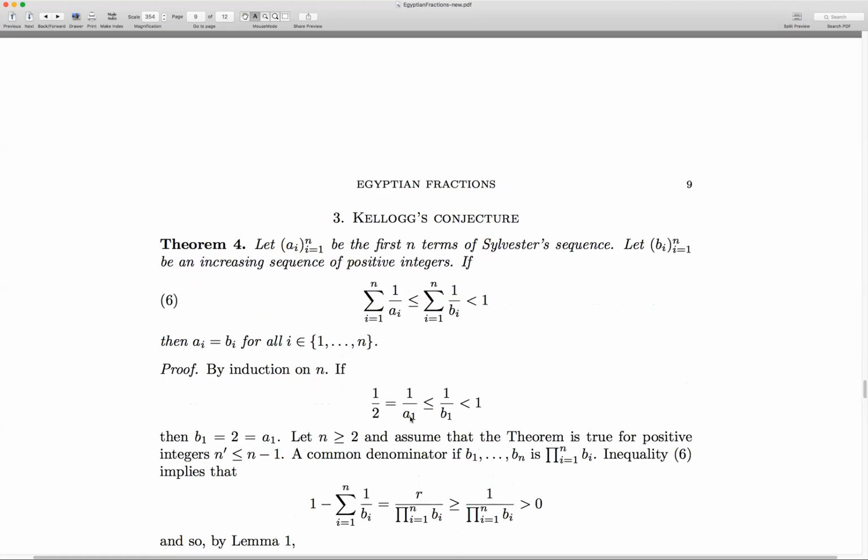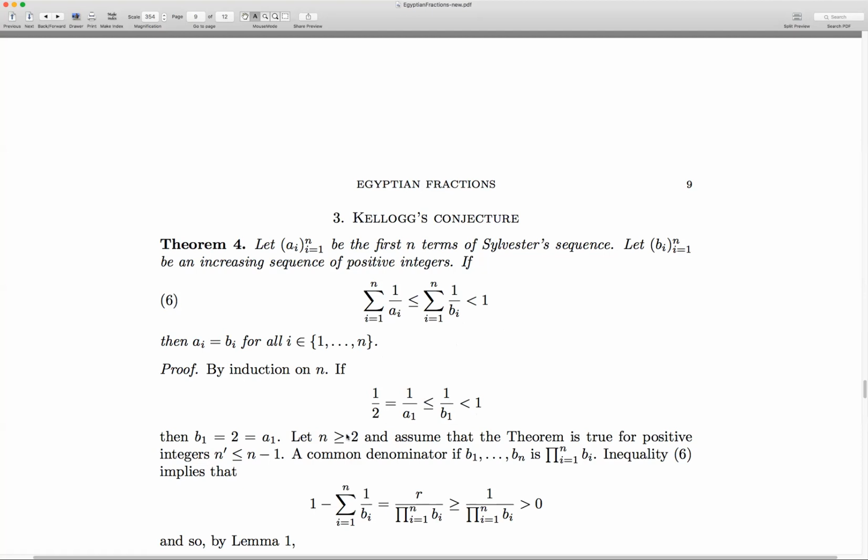So suppose n is 1. So you have 1 over a1 less than or equal to 1 over b1 less than 1, but a1 is 2. And 1 over b1, it's at least a half and less than 1. So that means b1 has to be equal to 2. So in the case n equals 1, b1 must be the first Sylvester number.